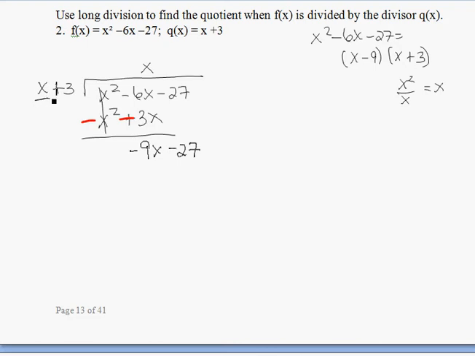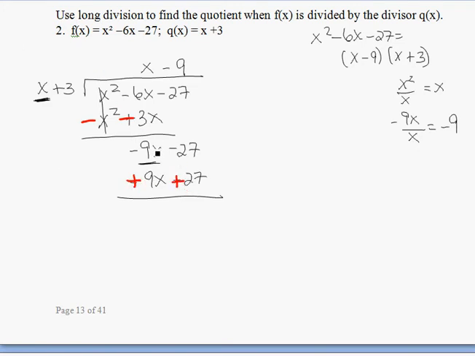I then use this key term here and say this number times what gives me negative 9x, where my what goes up here, or negative 9x divided by x is equal to negative 9. So I write a negative 9 here, and then I multiply this negative 9 by both of these terms out here. So negative 9 times x is negative 9x. Negative 9 times 3 is negative 27. I'm going to change the sign in both of these. So this negative 9x becomes a positive. This negative 27 becomes a positive.